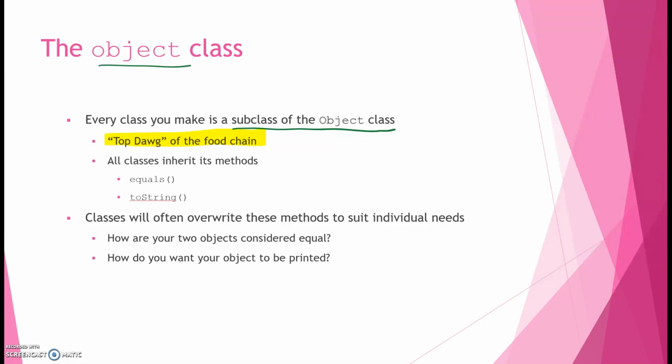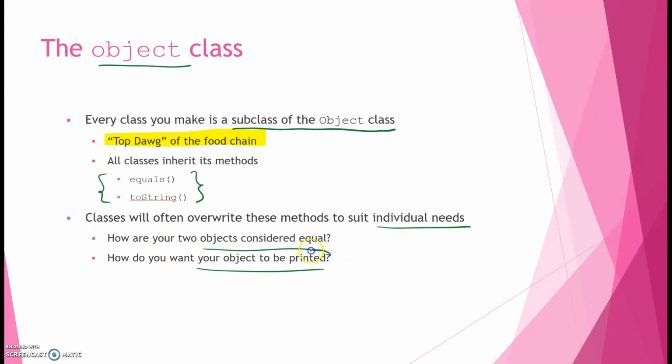to say it. Okay, now any object we make automatically inherits these two methods, and that is why we have gotten used to creating our method equals and toString. And the way that the classes will overwrite these methods is often based upon their individual needs. So how are two objects equal? What does it mean to make them equal? How do we want our objects to be printed?